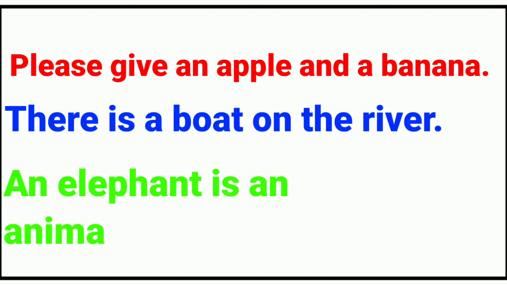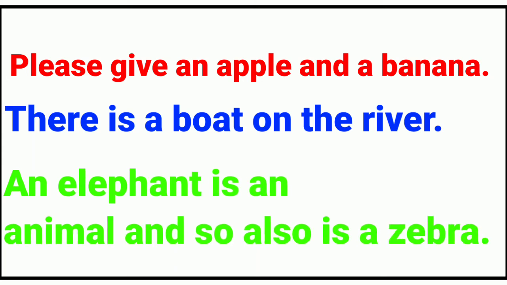An elephant is an animal, and so also is a zebra. The word elephant begins with a vowel sound, so we use an elephant. The word animal begins with a vowel sound, so we use an animal. The word zebra begins with a consonant sound, so we use a zebra.